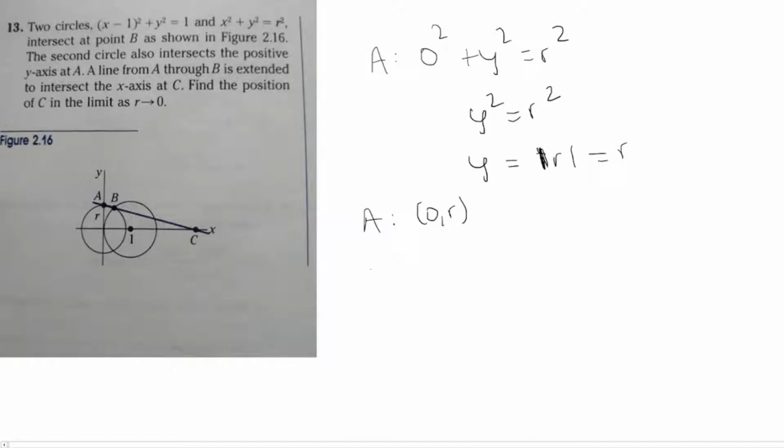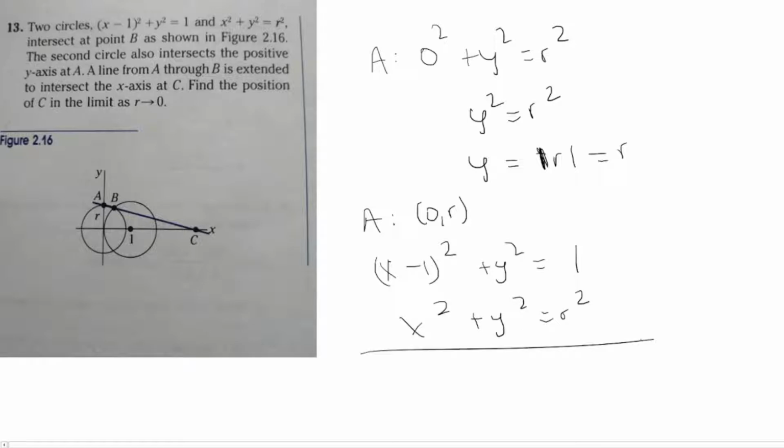Now for B, you need to set both of these circles equal to each other. In order to do that, we're going to solve for y². Let's treat this as a system of two equations, two unknowns, and I'm just going to subtract both equations like this. So that's going to be (x − 1)² − x². The y² terms are going to cancel, and that's going to equal 1 − r².